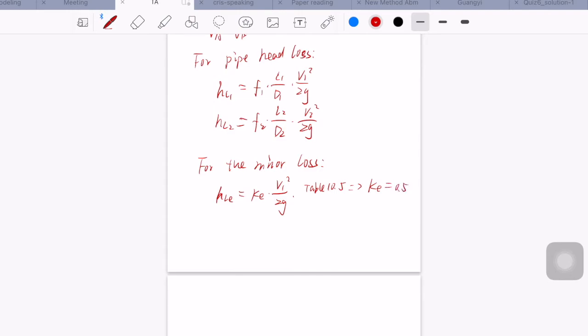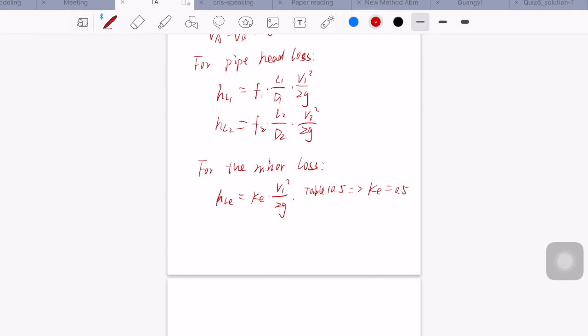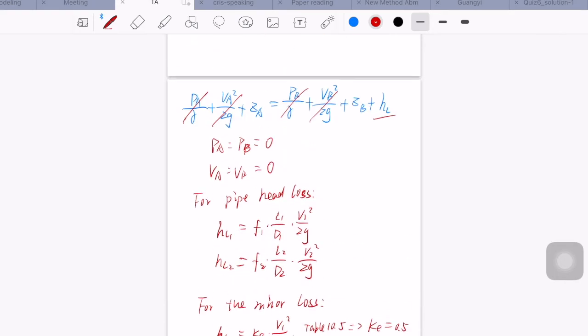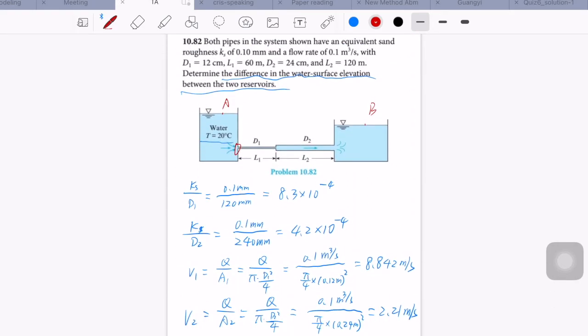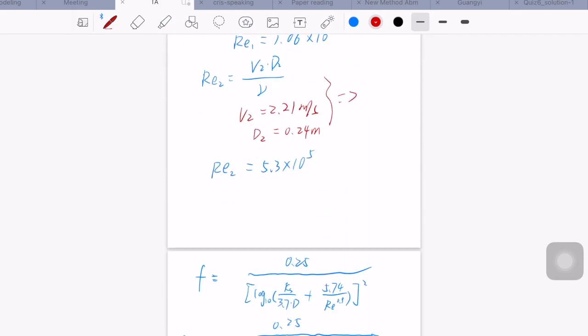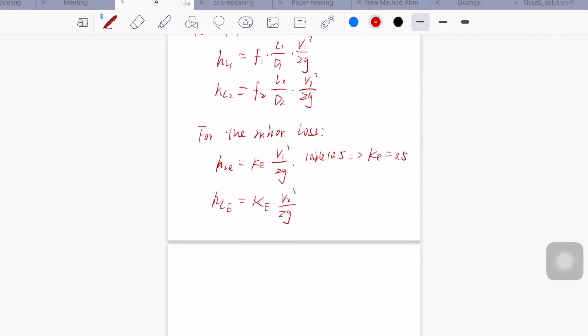And the other minor loss is at the outlet of the pipe. So HE should be equal to k uppercase E times V2 squared over 2g. That's this one. So from table 10.5, we can determine that KE should be equal to 1.